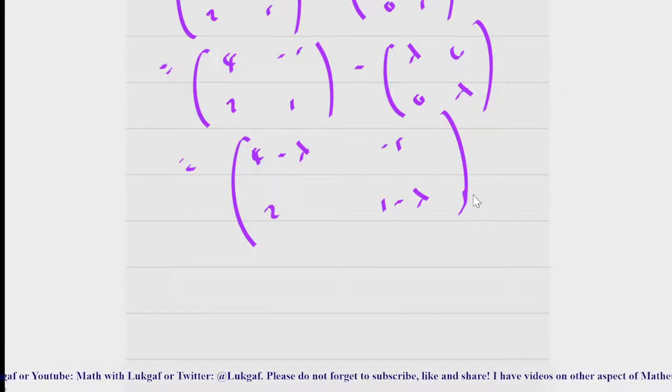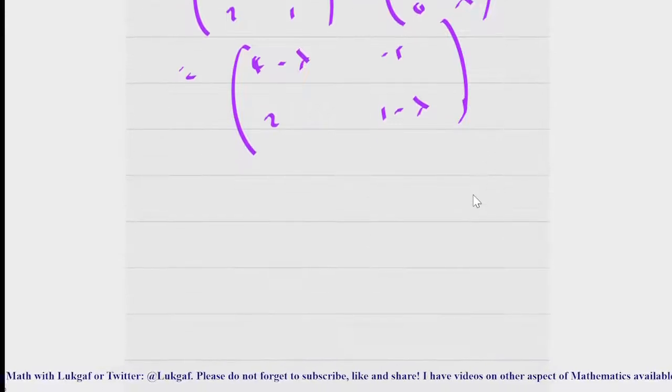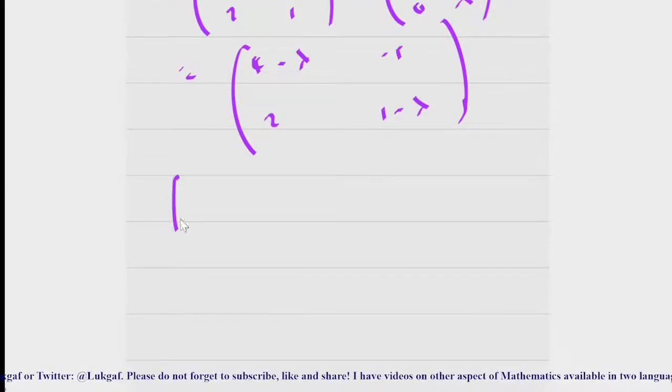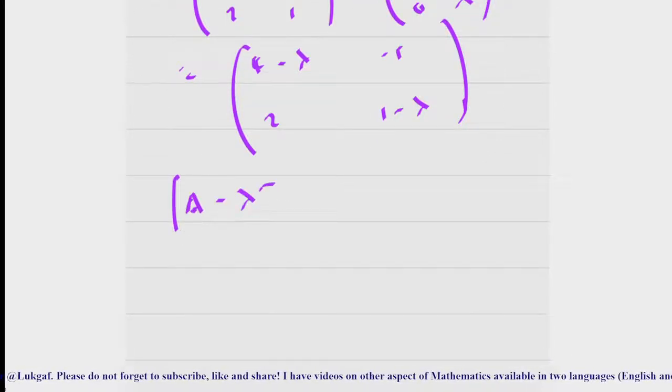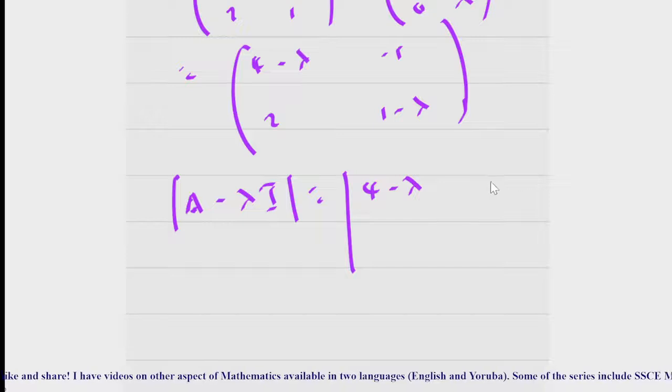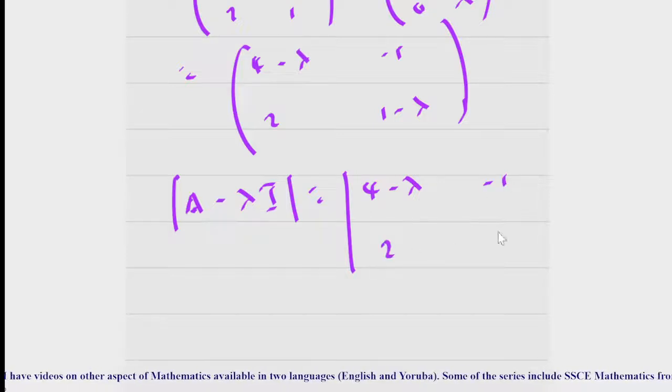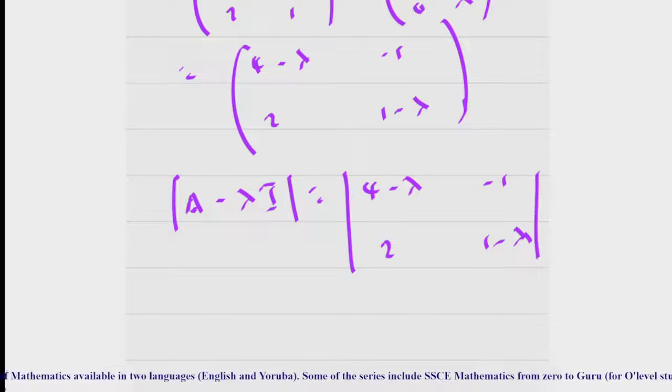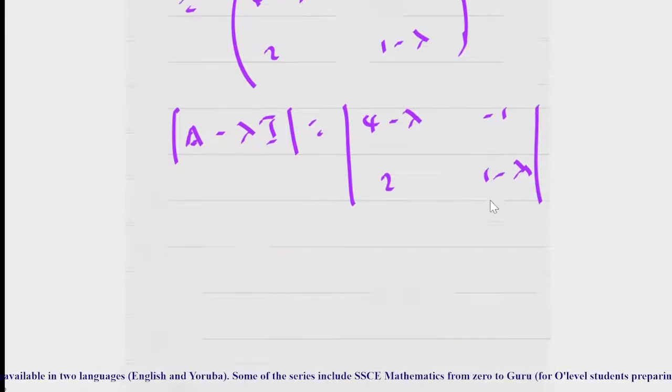But the question asks us to find what? The characteristic vector. So then you continue. Don't forget you have to find your characteristic polynomial. The characteristic polynomial will now be the determinant of this matrix. Then I have 4 minus lambda, minus 1, 2, 1 minus lambda. I hope you understand now. So then you can proceed from that.